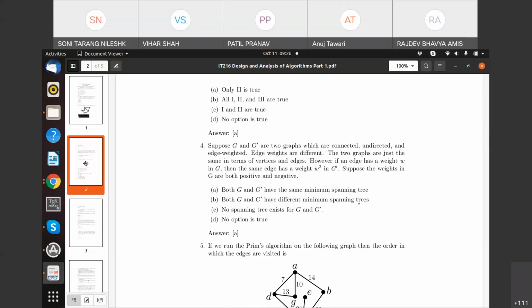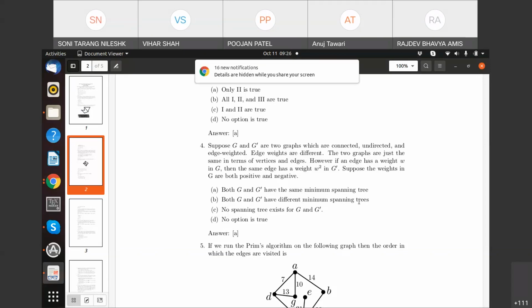Yes, sir. Actually, B should be correct, because in G, if there is a negative weight, then we should always proceed with that negative one. And in G dash, all weights are positive. So the path should be different on both sides. Sure, I also think they should have different minimum spanning trees.